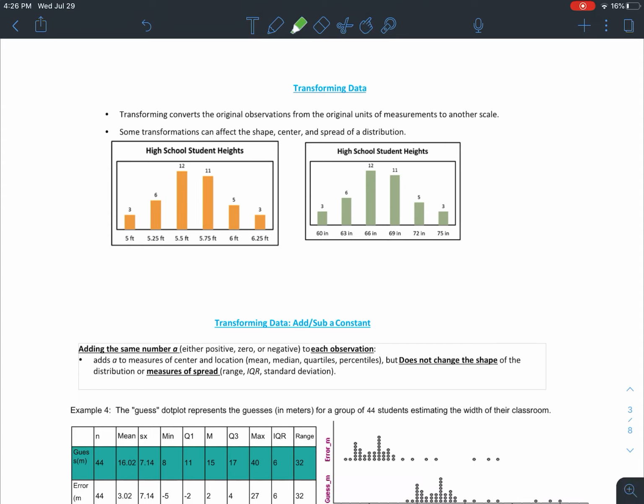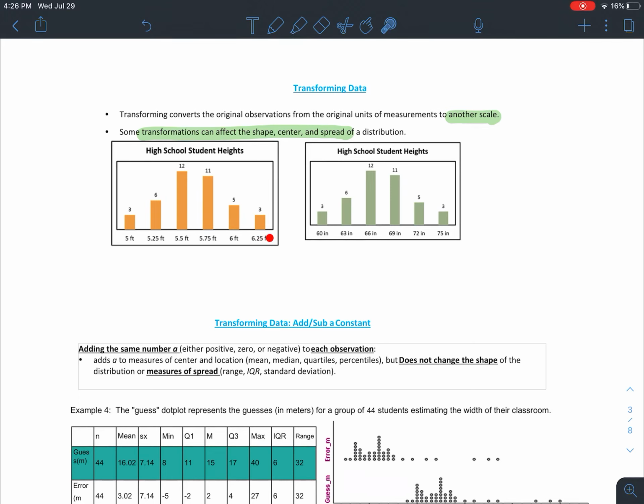Okay, the last topic here before we stop today is looking at transforming data. When we talk about transforming data, here's what we're referring to. This is when you're converting all the original observations that you have collected from their original units of measurement into some other scale. Now when you do this, sometimes the transformations can affect the shape, the center, and the spread of your distribution.